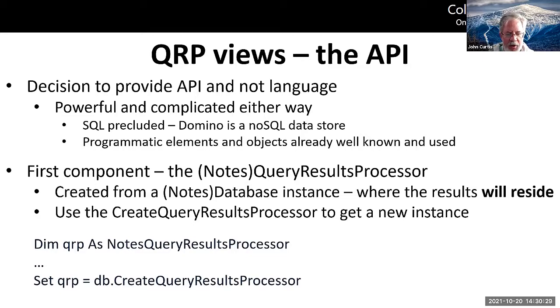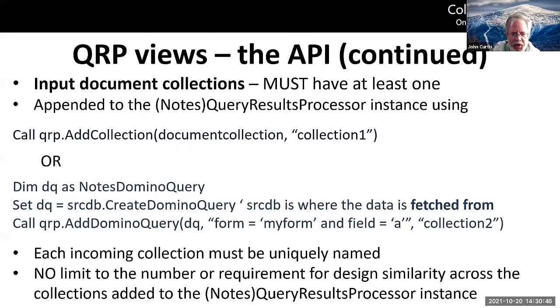So here we go. It's very simple that we're getting the QRP and we are getting the set from the database. So create query results processor. Very simple constructor call. Okay. So then the next piece is, as I said, we must have at least one input found set.